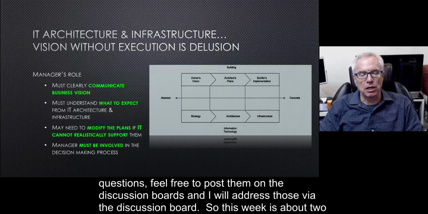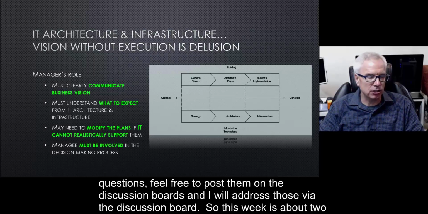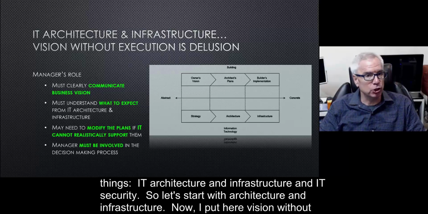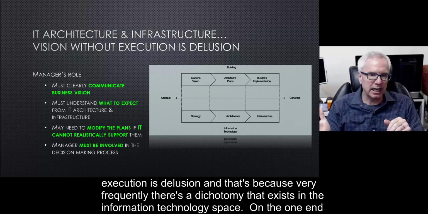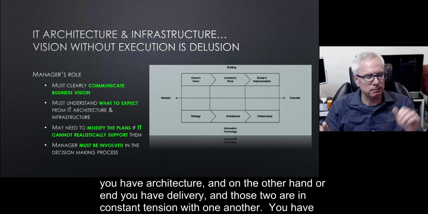So this week is about 2 things: IT architecture and infrastructure and IT security. So let's start with architecture and infrastructure. Now I put here vision without execution is delusion, and that's because very frequently there's a dichotomy that exists in the information technology space. On one end, you have architecture, and on the other end, you have delivery. And those two are in constant tension with one another.